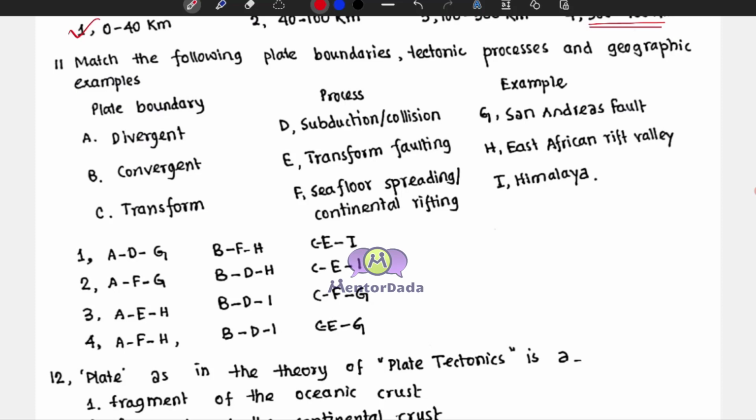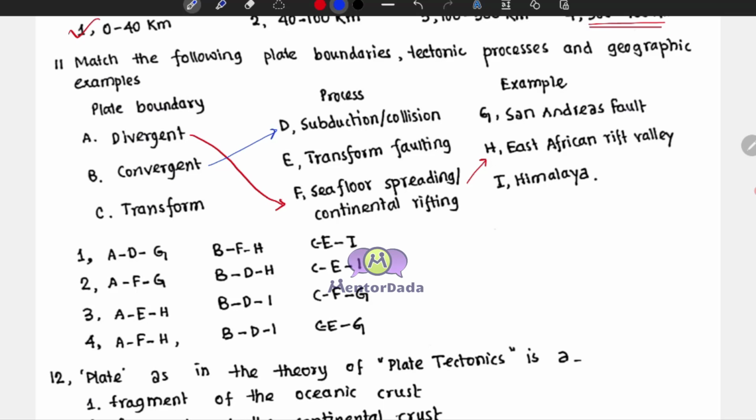In option number, in plate boundary, the divergent plate boundary is there. So divergent plate boundary is such boundaries where two plates are moving away from each other. So seafloor spreading, continental rifting took place, right? So your A will be matched with F, and example of such thing is East African Rift Valley.